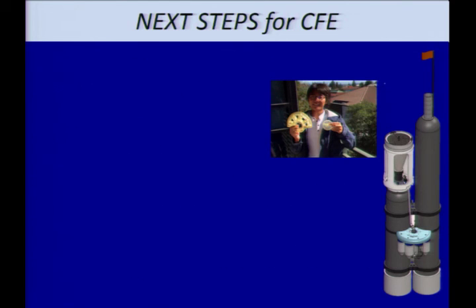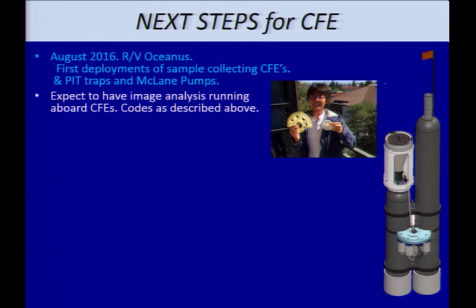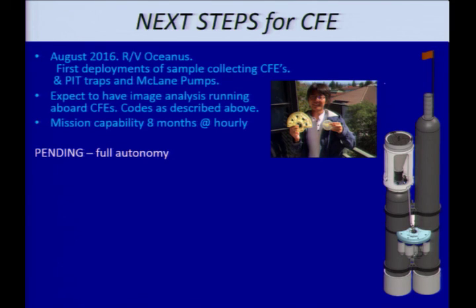So what's next for the Carbon Flux Explorer? We're going out on the Oceanus. Remember that boat? I saw that boat delivered at Woods Hole. And we've moved the sample collector over to the float. And this is a cool thing, a rapid prototyped part that looks like the nose of the Starship Enterprise. We expect to have the image analysis running on the float. Mission capability is 8 months at hourly frequency.